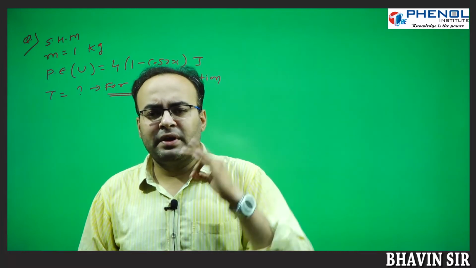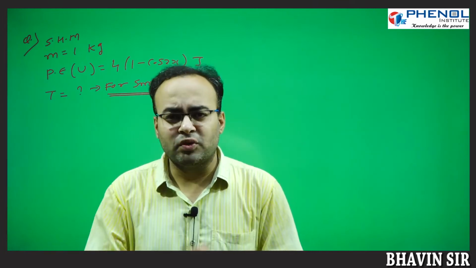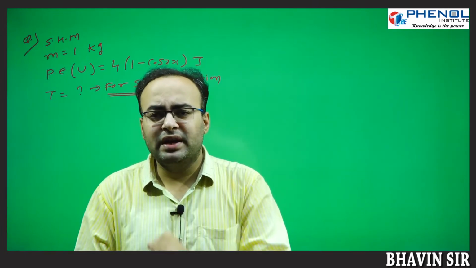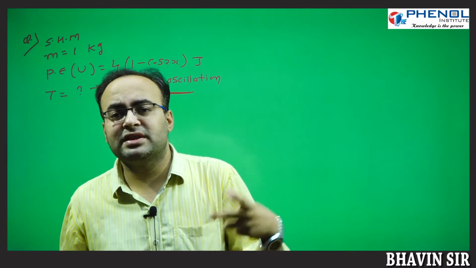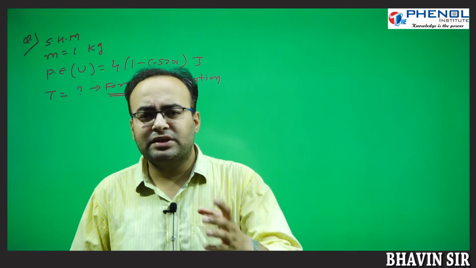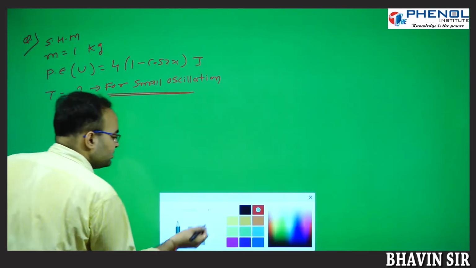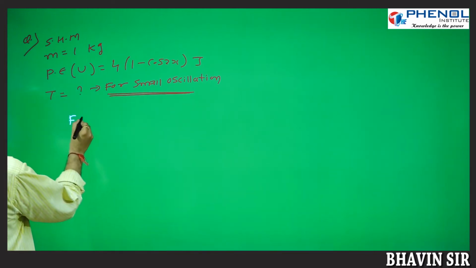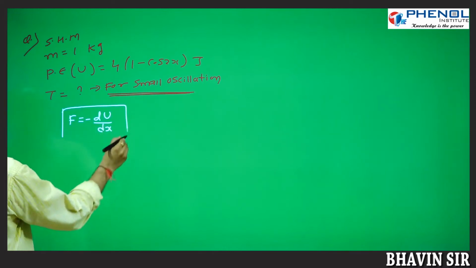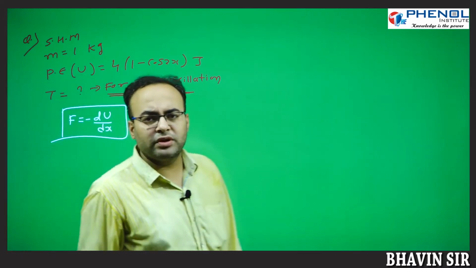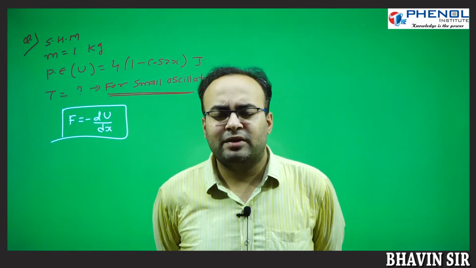So whenever the equation of potential energy is given, what is our aim, students? Find force. So now what is the relation between potential energy and force? Students, this relation has come in work, energy, power. Force is equal to minus du by dx. It means differentiation of potential energy with respect to distance, then we get force.